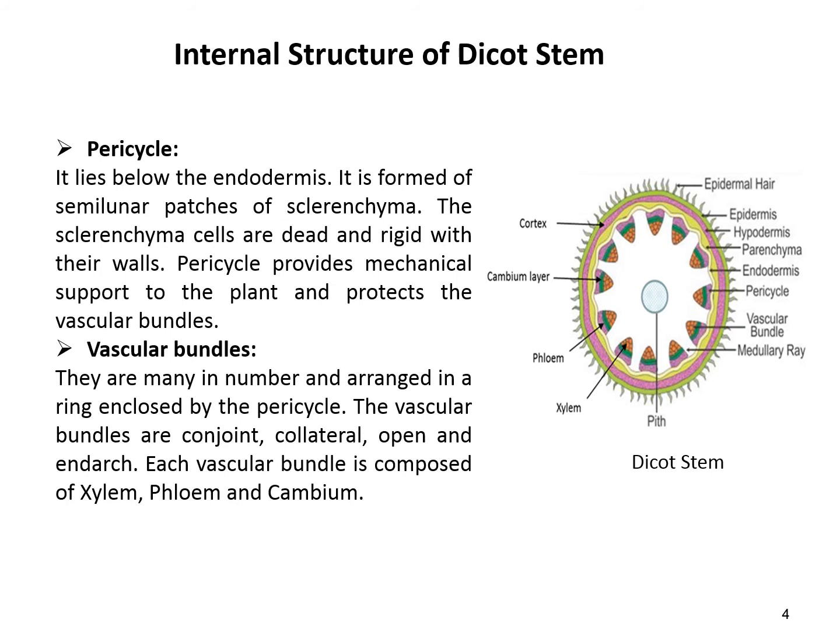Next part is pericycle. It lies below the endodermis. It is formed of semilunar patches of sclerenchyma cells. So what is sclerenchyma? These cells also provide support to the plant, but unlike collenchyma cells, many of them are dead. Pericycle provides mechanical support to the plant and protects the vascular bundle.